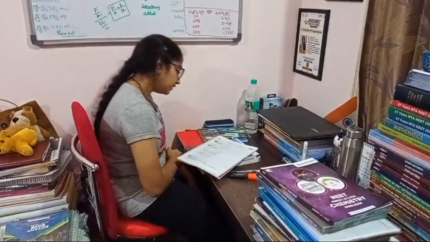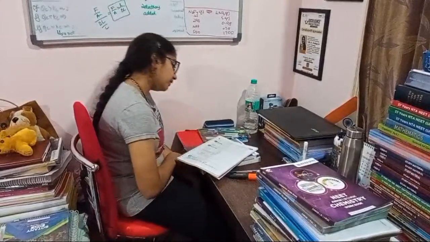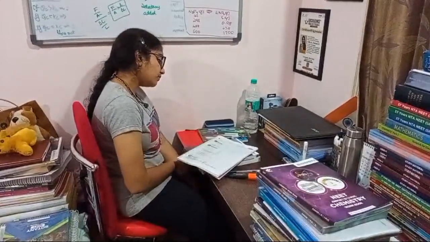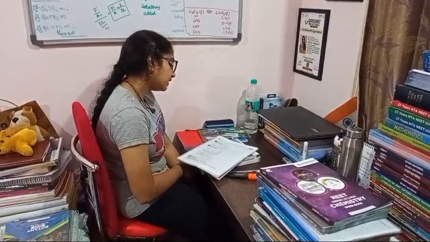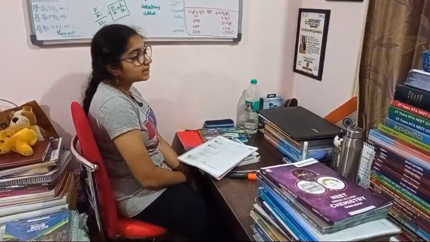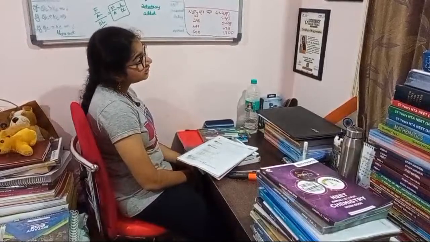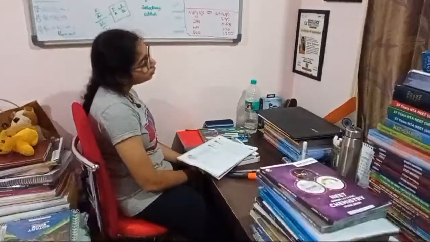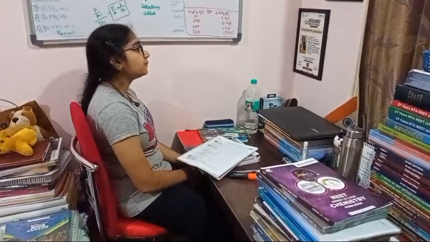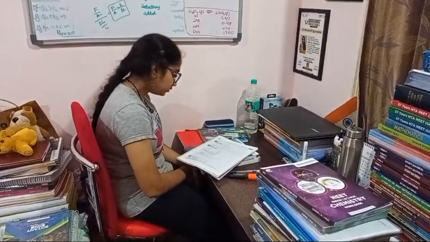So the numerical value of sigma lies between minus 1 and plus 1 by 2. But the practical value of sigma lies between 0 and plus 1 by 2. So numerically it's minus 1 to plus 1 by 2. Practically it's 0 to 1 by 2.